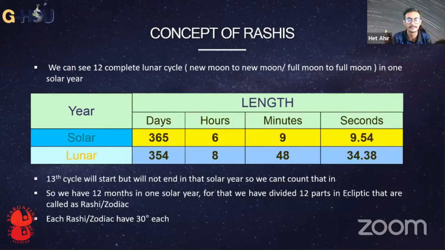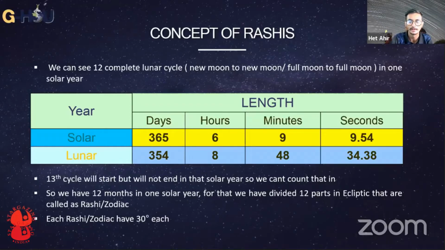Before that, we will get some idea of Rashis. By this, we can see that there are 12 complete lunar cycles in one solar year. The 13th cycle will start in that particular solar year, but it will not end in that solar year. So what we have done is make 12 parts of the ecliptic and call them Rashis. Rashis are no different from zodiac signs; they are the same.